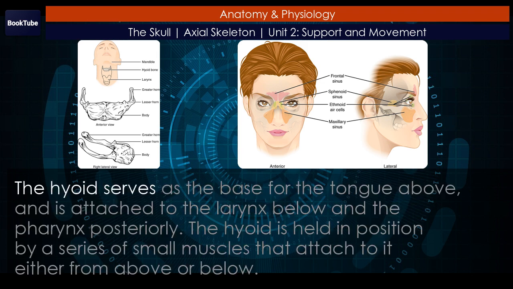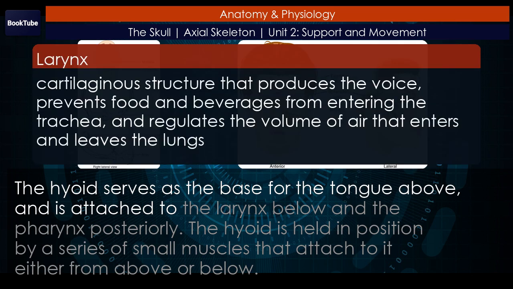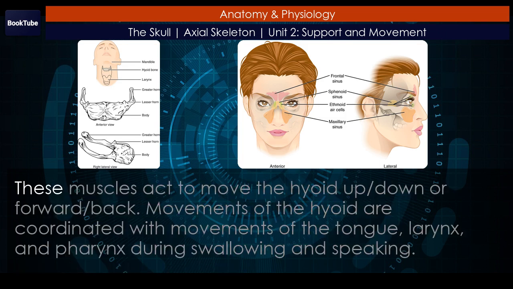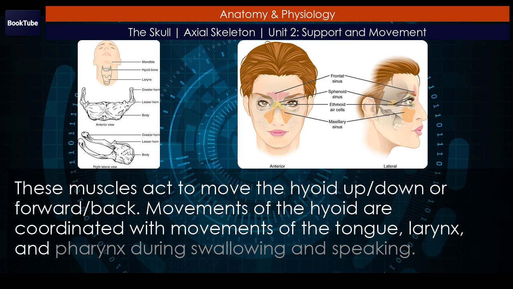The hyoid serves as the base for the tongue above, and is attached to the larynx below and the pharynx posteriorly. The hyoid is held in position by a series of small muscles that attach to it either from above or below. These muscles act to move the hyoid up, down, or forward, back. Movements of the hyoid are coordinated with movements of the tongue, larynx, and pharynx during swallowing and speaking.